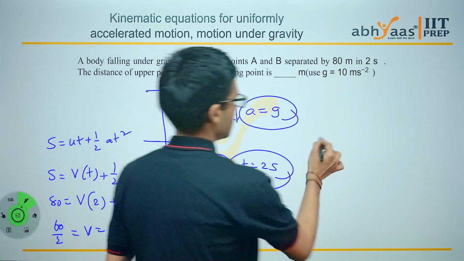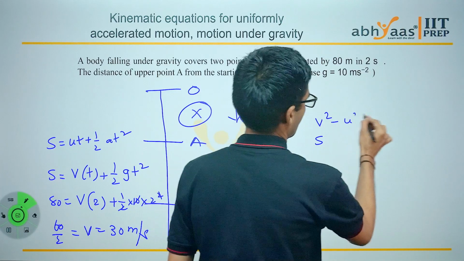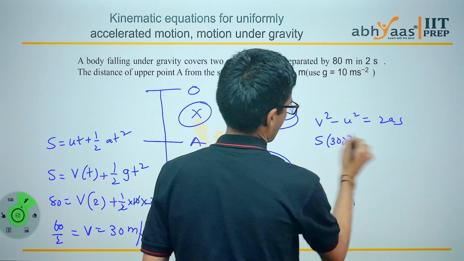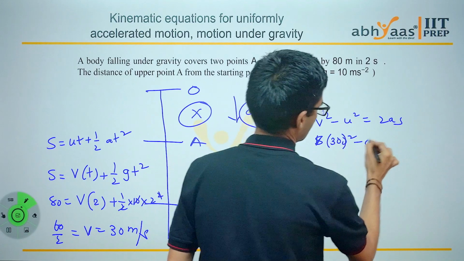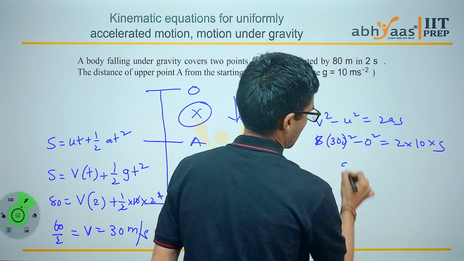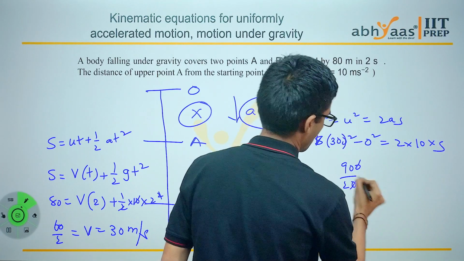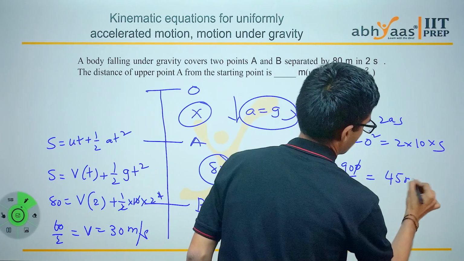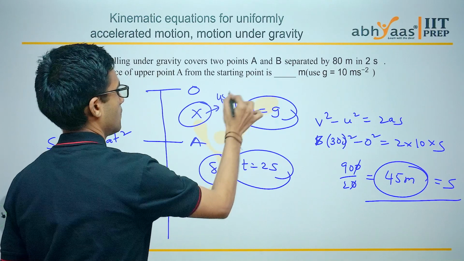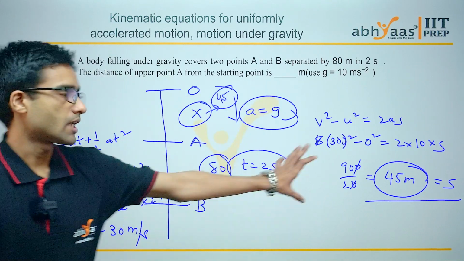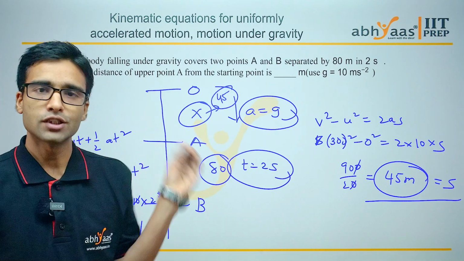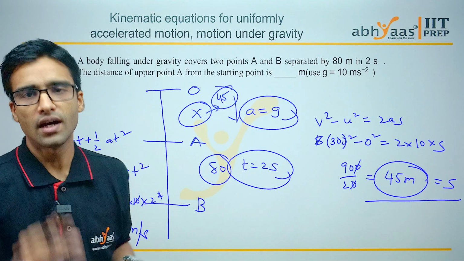Now what is asked? Distance. So v square minus u square equal to 2as. What is v? v is 30 square. 30 square minus 0 square, initially it is at rest, equals 2 into 10 into s. So 30 square means 900 by 20, that is 45 meters. S is equal to 45 meters. You can easily calculate any type of problem if you know the kinematic equations and how to apply them based on the given data.